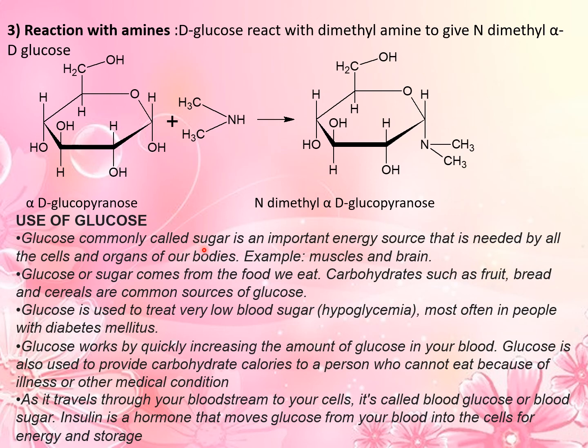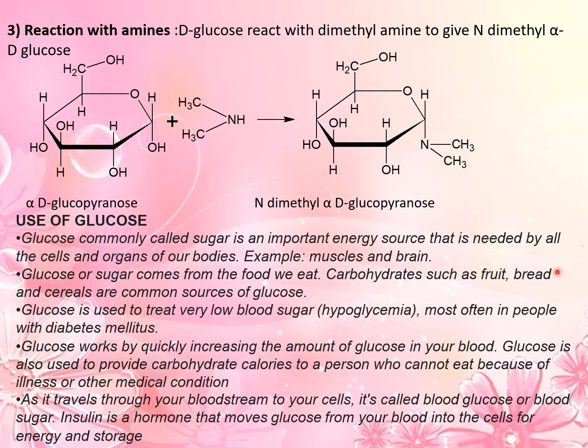Now we will simply see what the uses of glucose are. Glucose, commonly called sugar, is an important energy source needed by all the cells and organs of our body, for example muscles and brain. Glucose comes from the food we eat. Carbohydrates such as fruit, bread and cereals are common sources of glucose. Glucose is used to treat very low blood sugar, most often in people with diabetes mellitus. Glucose works by quickly increasing the glucose level in our blood.